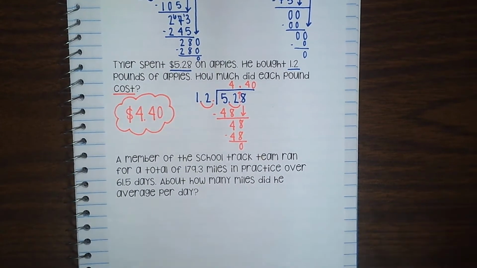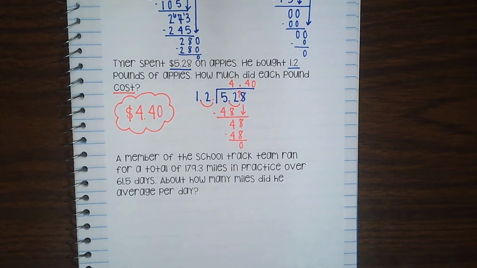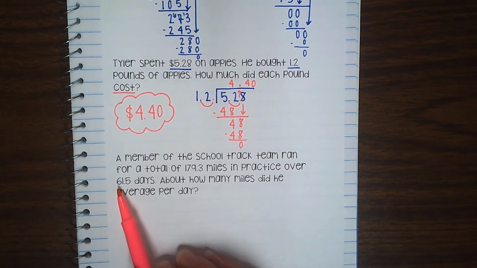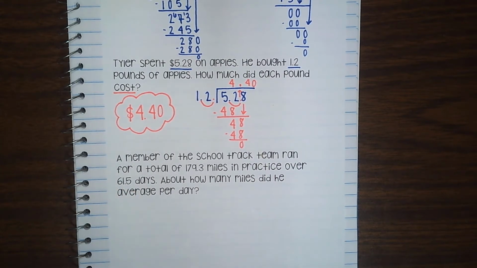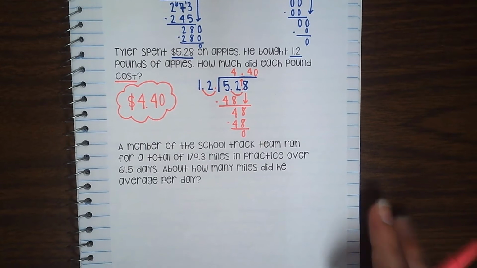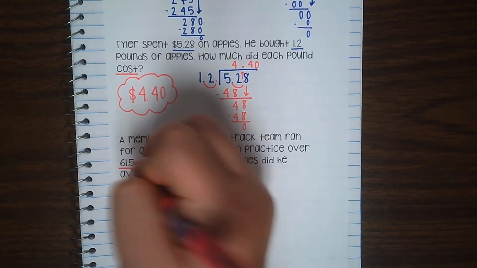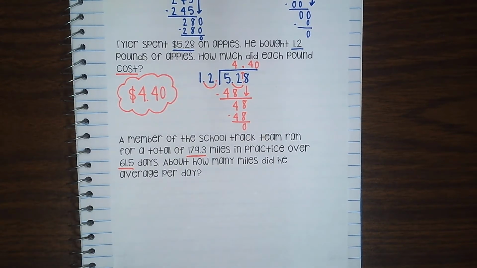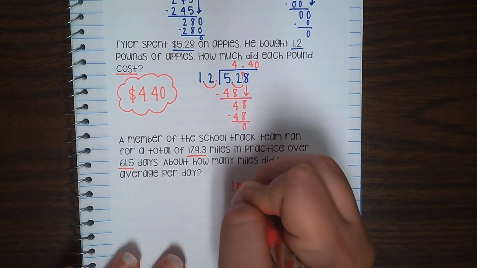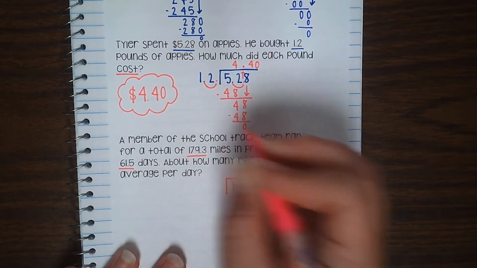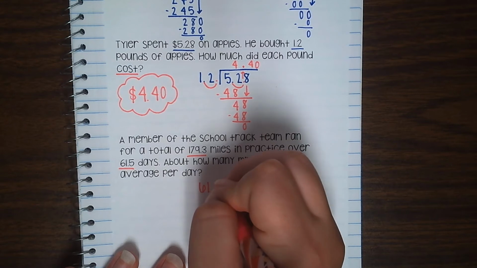Next problem. A member of the school track team ran for a total of 179.3 miles in practice over 61.5 days. About how many miles did he average per day? Okay, so here's his total, and here's how many days it took him. So we're going to divide 179.3 by 61.5.